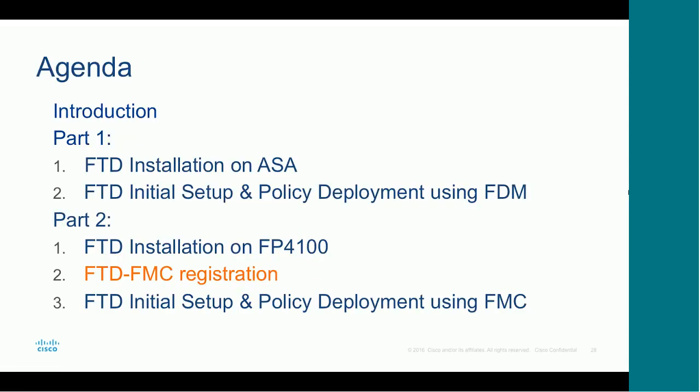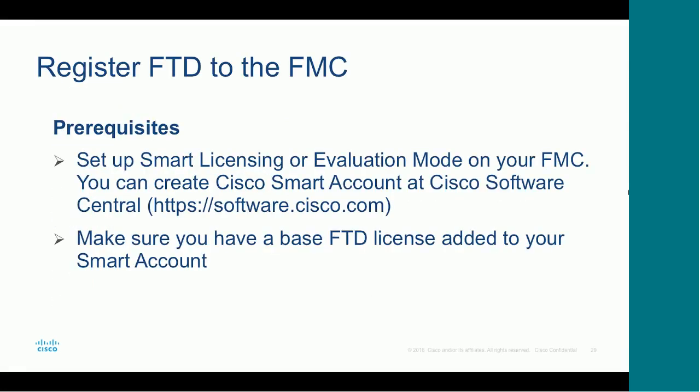Now let's continue with FTD to FMC registration. But before starting the registration process, you need to make sure that you have smart licensing or evaluation mode enabled on your Firepower Management Center, and you have a base FTD license added to your account. In case you want to use the smart licensing mode, you can create a Cisco Smart account at Cisco Software Central. You can see the link on the slide and follow the next steps.